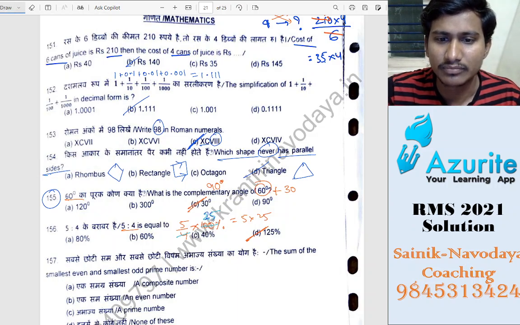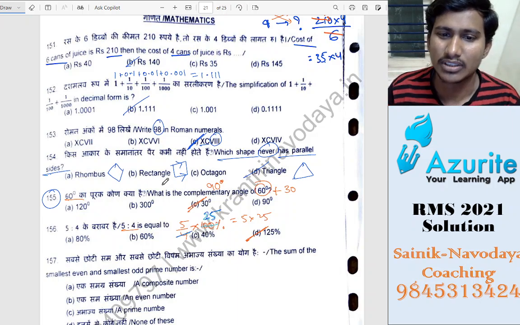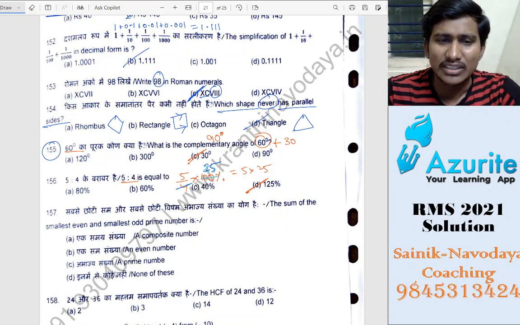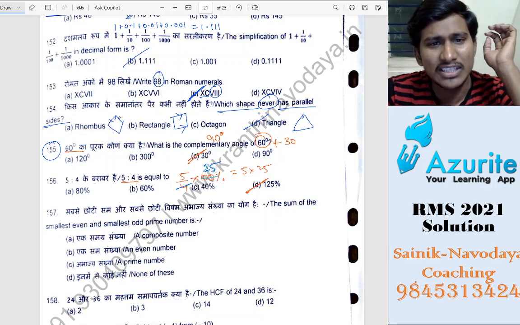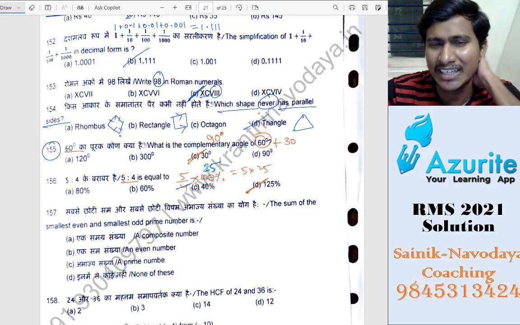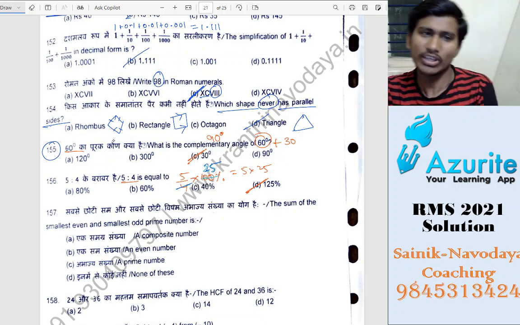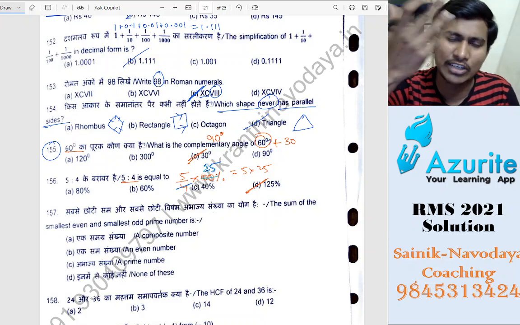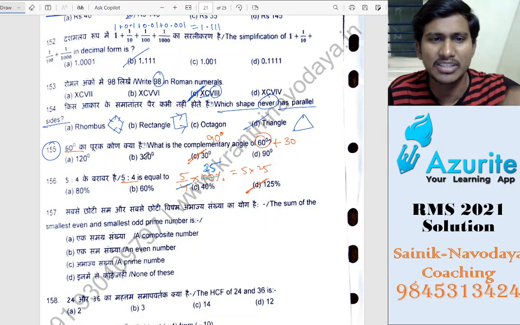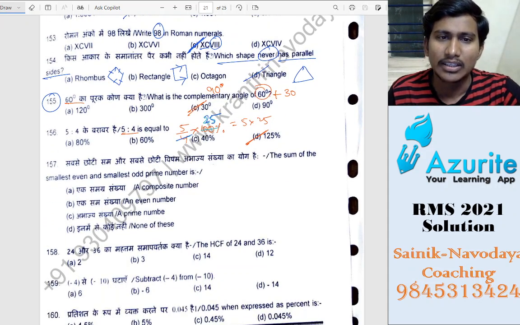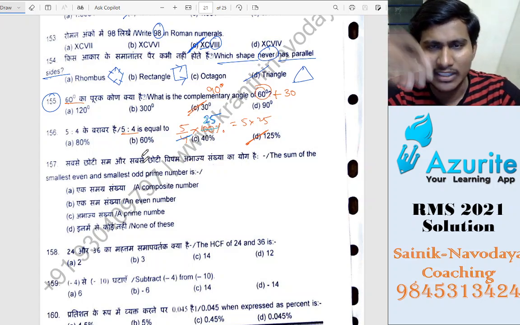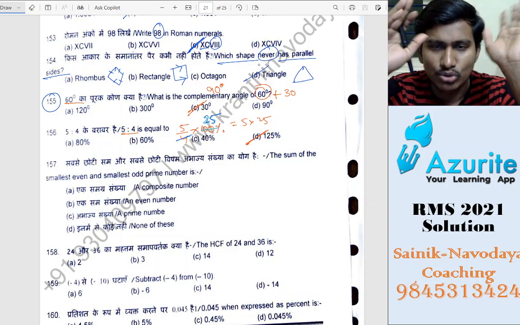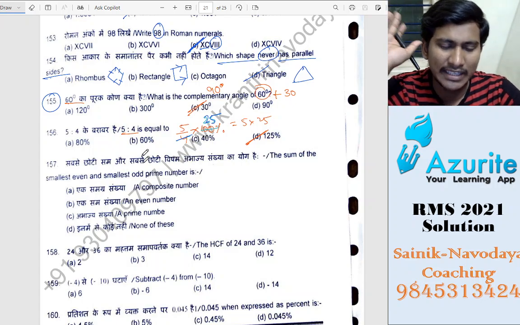Sir, what is a rhombus, sir? A rhombus is this figure I drew, right? In a rhombus all the sides will be the same, but the angles will not be 90 degree. That is why it is not a square. It looks like a diamond, it can be acute. It can be 90 also, so that depends.